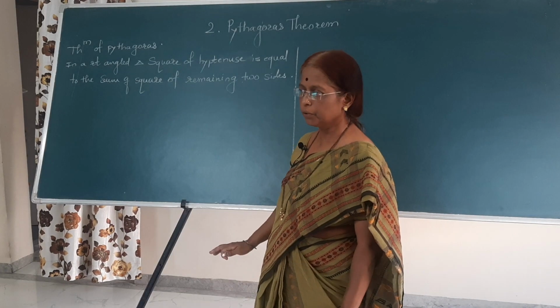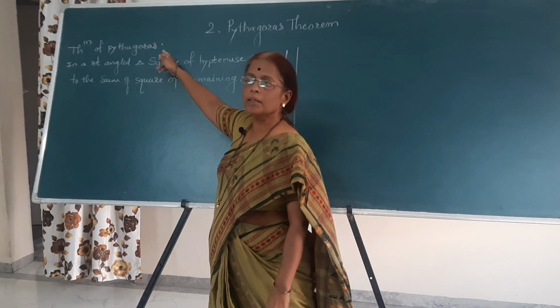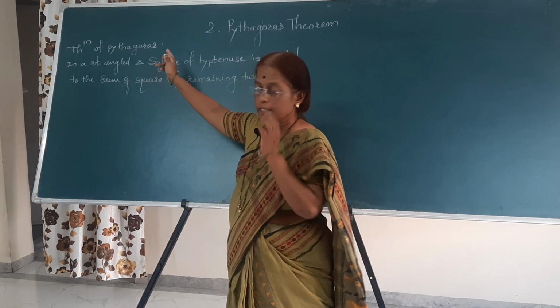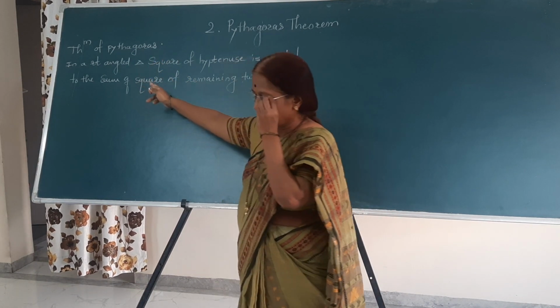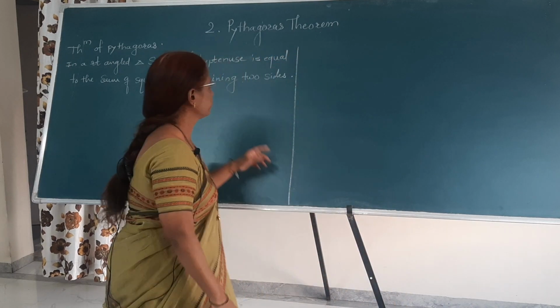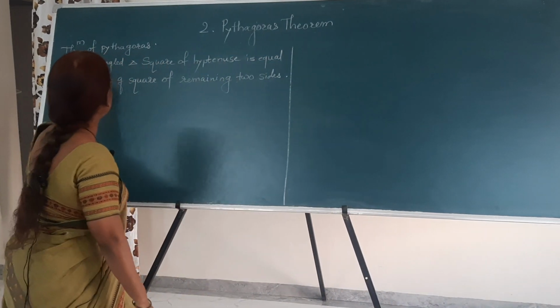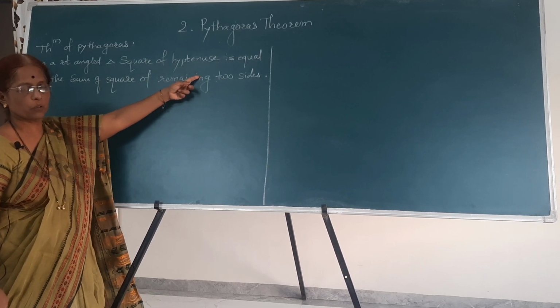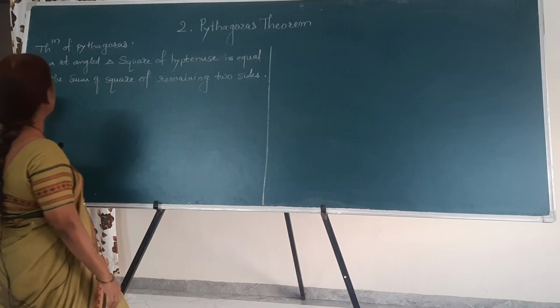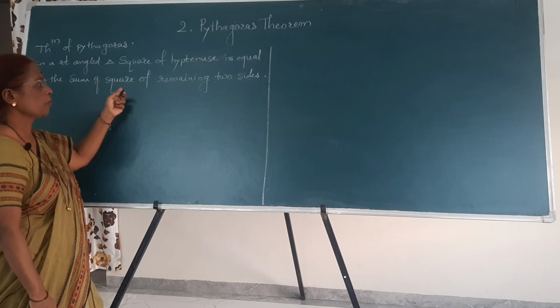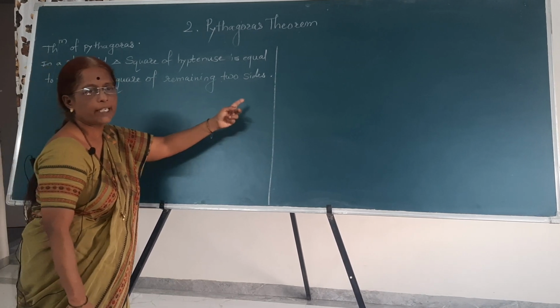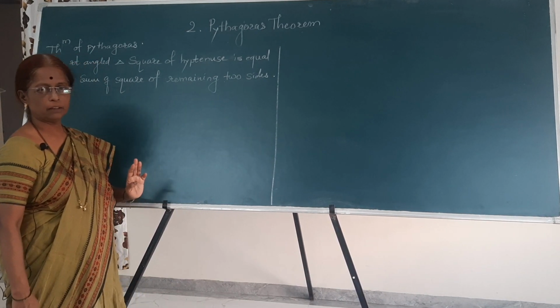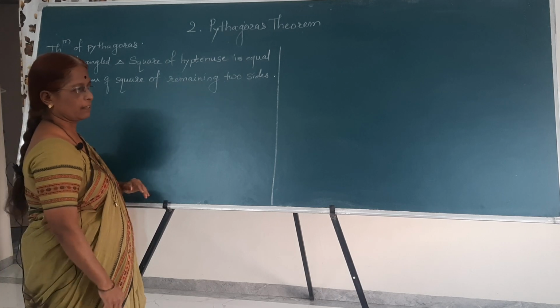Let us start a new theorem, that is the theorem of Pythagoras. See the statement: in a right angled triangle, the square of the hypotenuse is equal to the sum of the squares of the remaining two sides of a triangle. So we have to prove this.